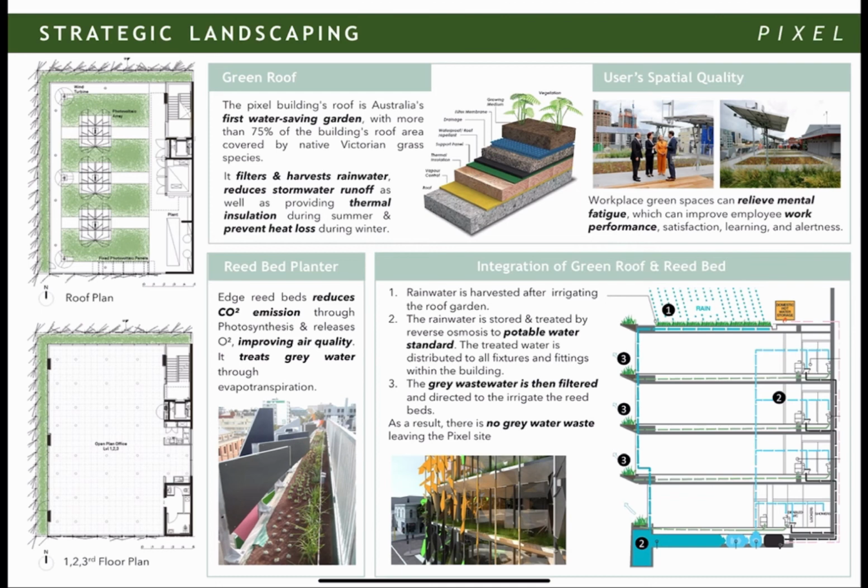in a building. Firstly, the rainwater is harvested after irrigating the roof garden. Rainwater is stored and treated by reverse osmosis to potable water standard. The treated water is distributed to all fixtures and fittings within the building. The grey wastewater is then filtered and directed to irrigate the reed bed, which can treat grey water through evapotranspiration. As a result, there's no grey water waste leaving the Pixel site.